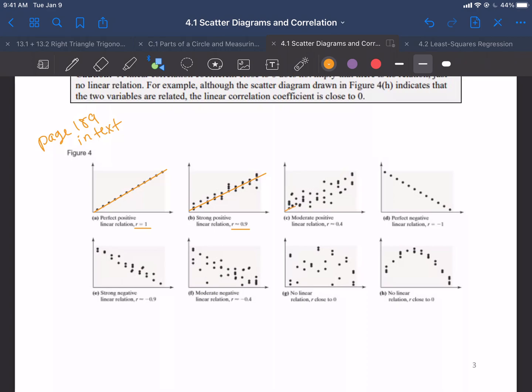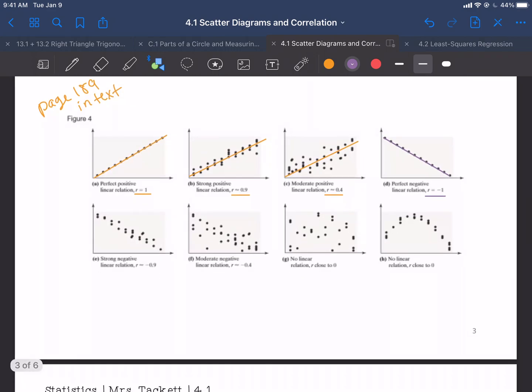And then for example C here, again, the data points are pretty close, but they're a little bit more spread out. So that might be a moderate positive linear relationship, and maybe our R value is somewhere around 0.4. We can do the same thing. This would be negative, a perfect negative because all the data points are on the line. So our R value would be -1. This one, our R value would be negative, around -0.9. This one would be -0.4.